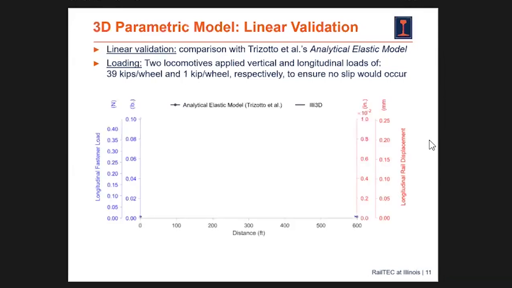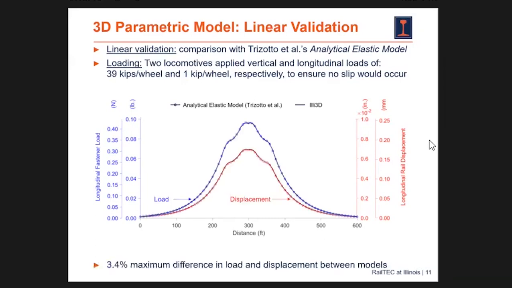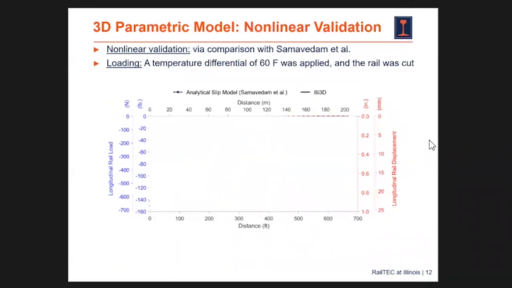And whenever we're looking at longitudinal fastener load, as well as the distance along the track, we'll have the 2 locomotives sitting right at the middle. And whenever we look at the load and displacement, I have the Trizotto et al. model with circles, and our nonlinear parametric model, ILI3D, with solid lines, and the overlap is wonderful. So we're happy with linear validation. But what happens when there's slip? We need to make sure that the slip is accounted for well and is accurate, again, when comparing loads over distance.